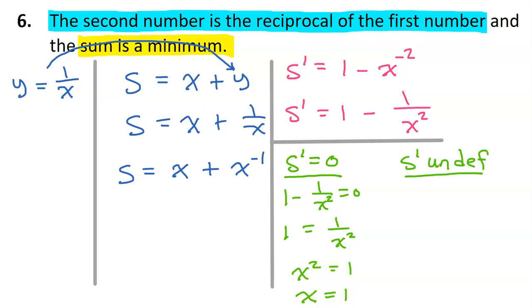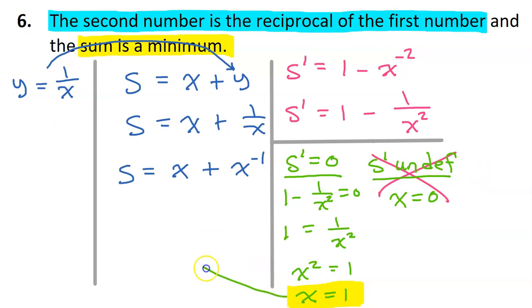I'm not going to say plus or minus 1 because in the directions we are told that we need two positive numbers. Now what about when s prime is undefined? I see this x squared is in the denominator, so this would be undefined if x were equal to 0. But looking back at y equals 1 over x, we see that x cannot equal 0. That would make y be undefined. So that means x equals 1 has to be the answer.